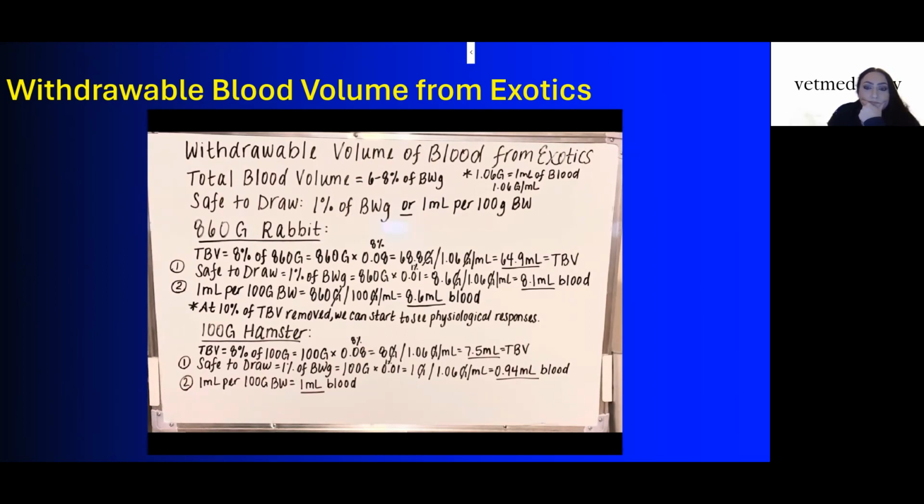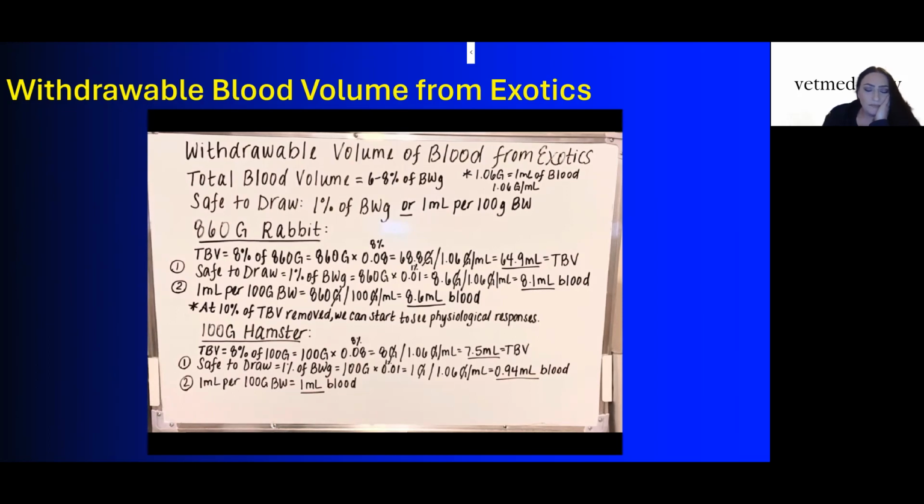For an 860 gram rabbit, we calculate our total blood volume at 8% of 860 grams. So 860 grams times 0.08, which is equivalent to 8%, gives us 68.8 grams. We divide that by the 1.06 grams per ml of blood, and we get 64.9 mls for the total blood volume.